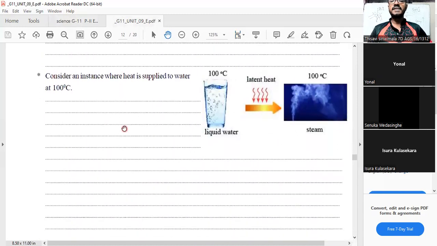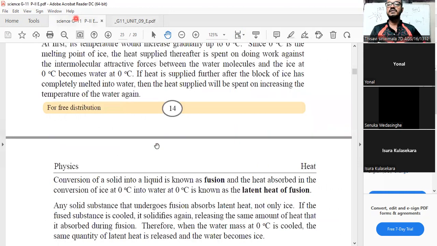Consider an instance where heat is supplied to water at 100 degrees Celsius. So when you supply heat, the water will turn into steam. That happens by doing work against the intermolecular attraction forces between the water molecules.